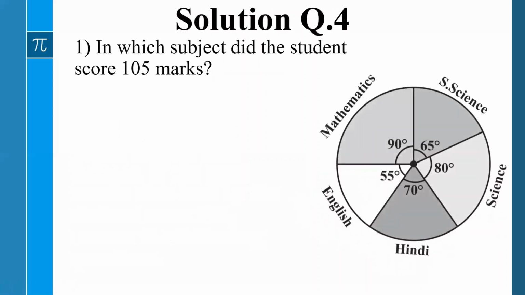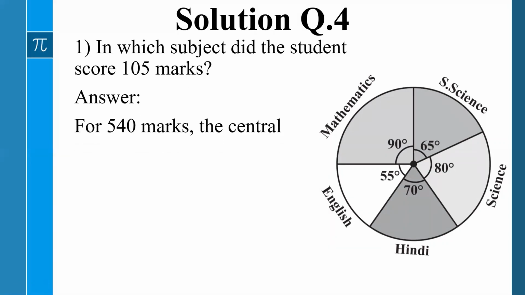In which subject did the student score 105 marks? So here for different subjects, you know the degree of angle, and that degree of angle you need to convert into marks. So here we have to find out in which subject did the student score 105 marks. So here total marks are 540, and as I have said, the total degrees of a circle are 360. If you sum up these degrees, then it will be 360. So the central angle is 360.